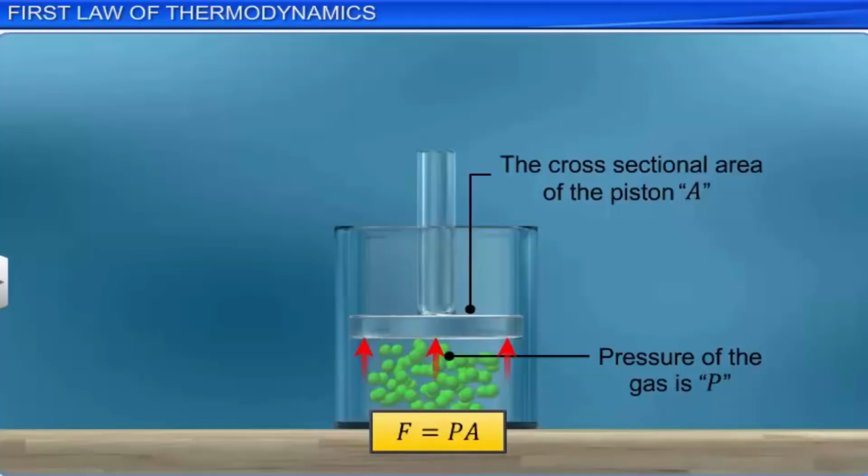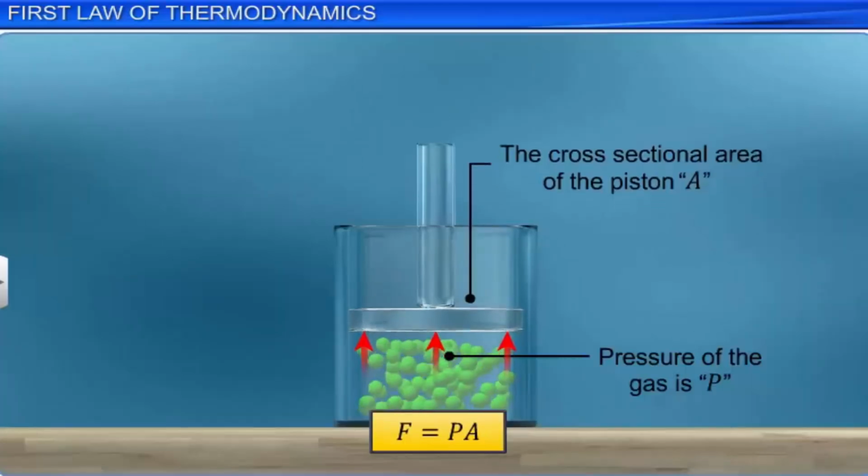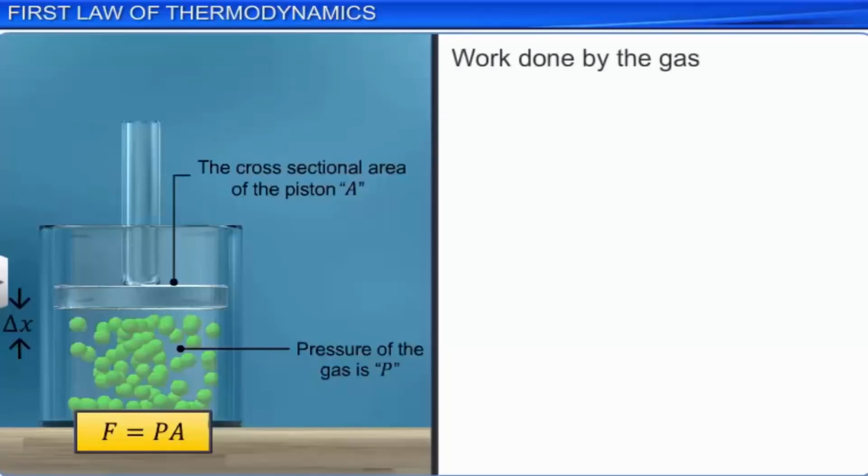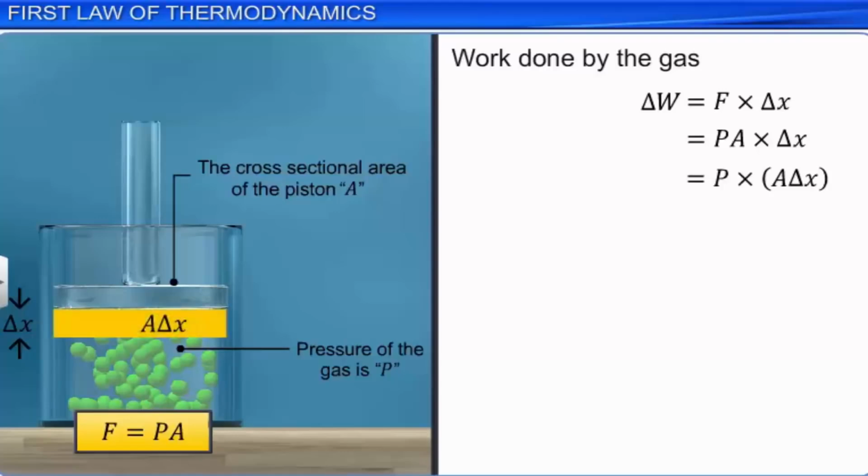If we assume that the force has pushed the piston through a small distance delta x, then the work done by the gas, denoted by delta W, is equal to F into delta x, which is equal to PA into delta x, or P into A delta x. But A delta x is the small change in the volume of the gas that can be denoted as delta V.